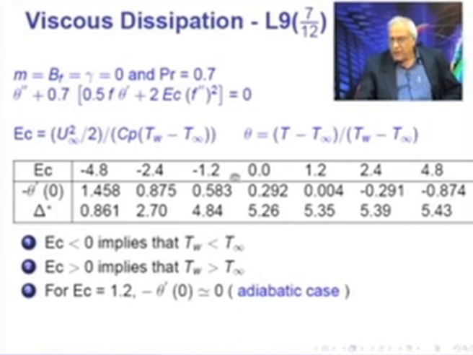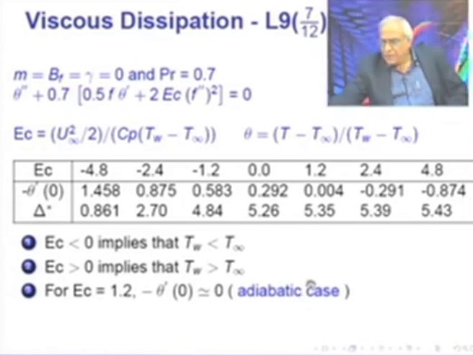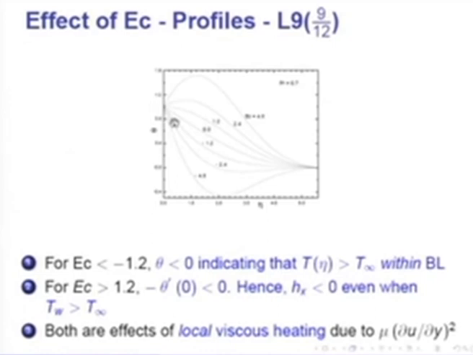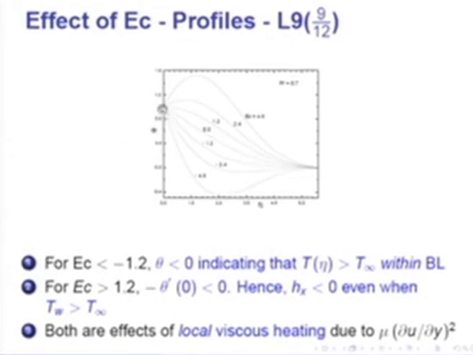On the other hand, when E c is negative, that is if T wall is less than T infinity, that is a cooling case, then you find that the heat transfer rate increases in the presence of viscous dissipation. So, E c equal to 1.2 is a very special adiabatic case. And here are the solutions for different values of E c, the Eckert number. So, here the solution is for Eckert number equal to 0. This is theta dash eta, and the wall value is 1. You do see that at 1.2 the gradient is 0, and therefore, it turns out to be an adiabatic case.